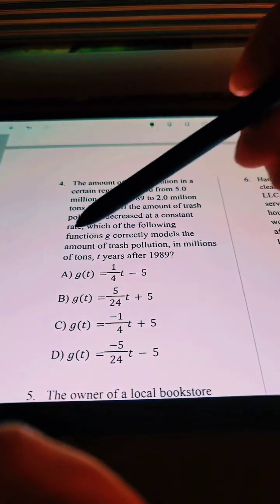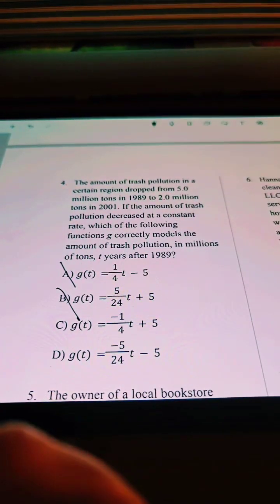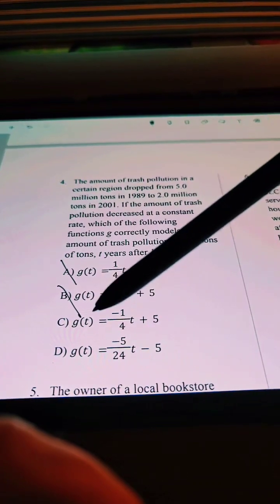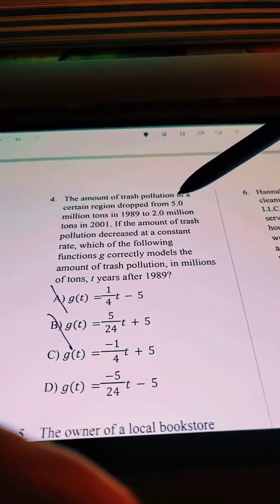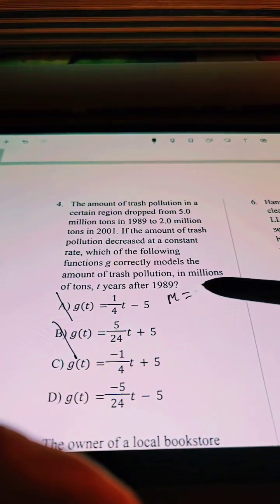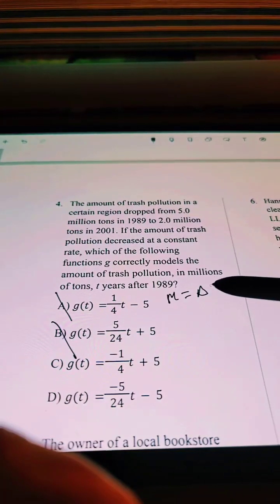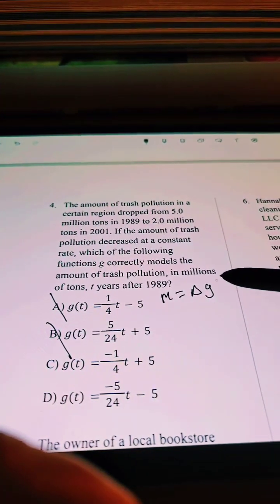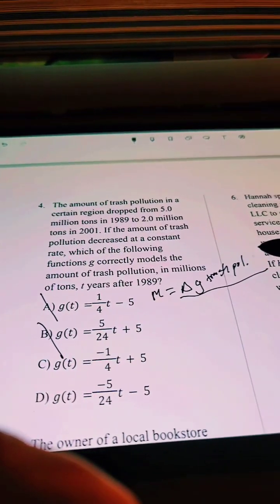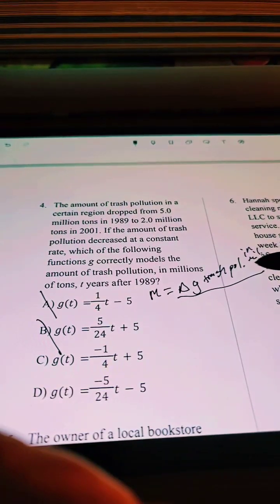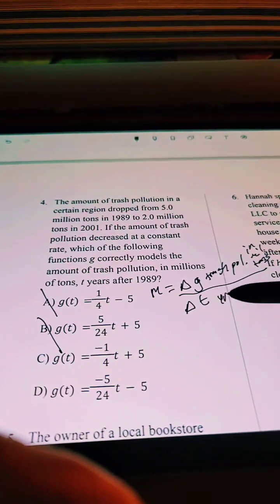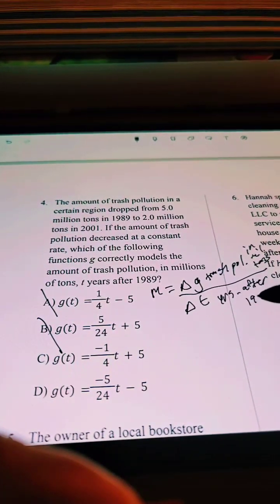So right away, I can cross out A and B because they're not negative slopes. So now I just have to determine, okay, is it going to be C or D? Let's figure out what the slope is. So the slope is going to be the change in G, which is the trash pollution in millions of tons, over the change in T, which is years after 1989.